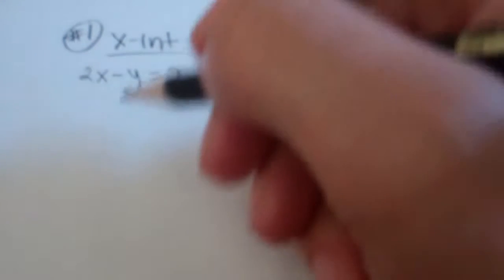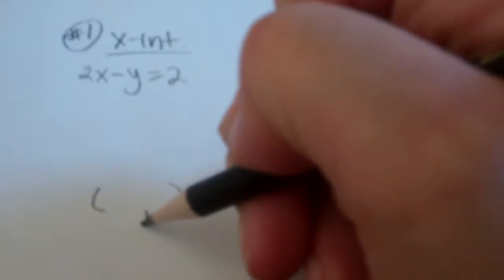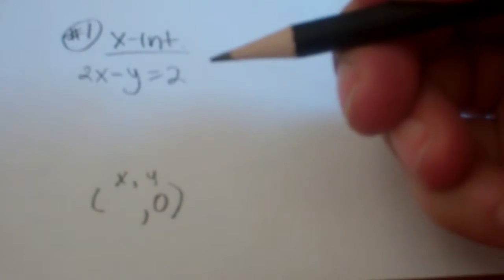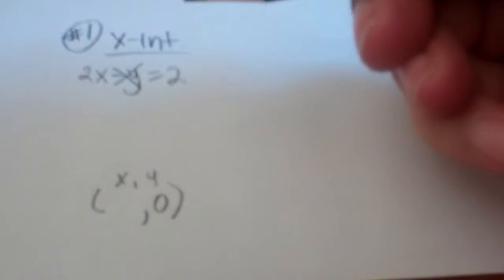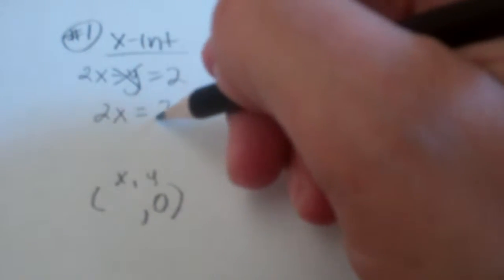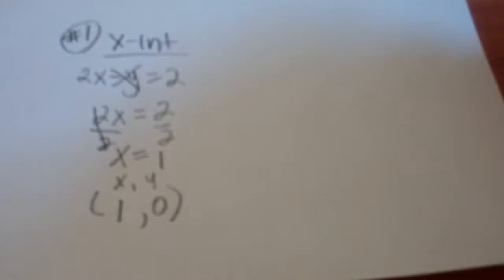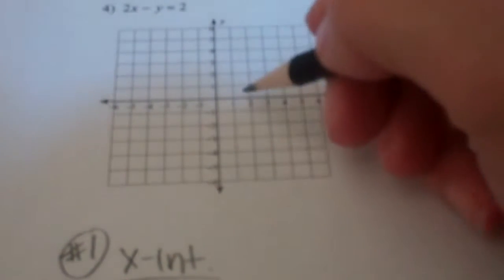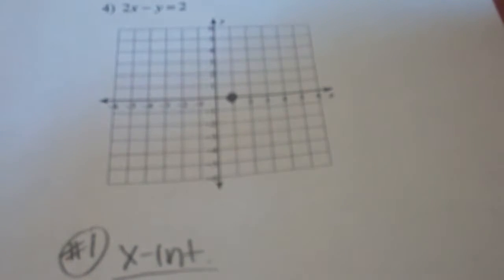I know that for my x-intercept, my y is going to have to be 0. I need to find what my x is. So I'm going to cross out my y term because I do not need it. Bring down my 2x, my equal sign, and my 2. Let's do some division to undo the 2 to the x. So x equals 2 divided by 2, which is 1. So my first point is 1, 0. Go to my x-axis, go to 1, 0, make a point.